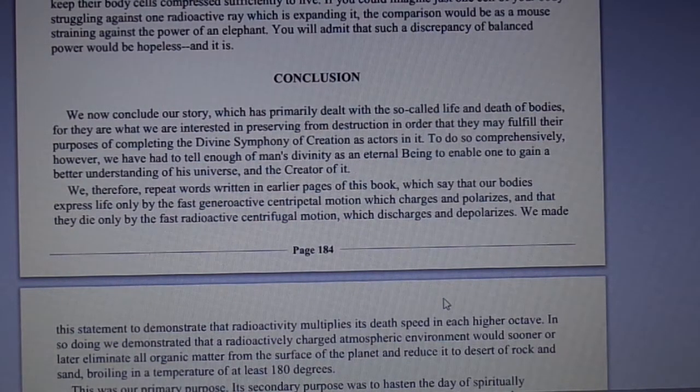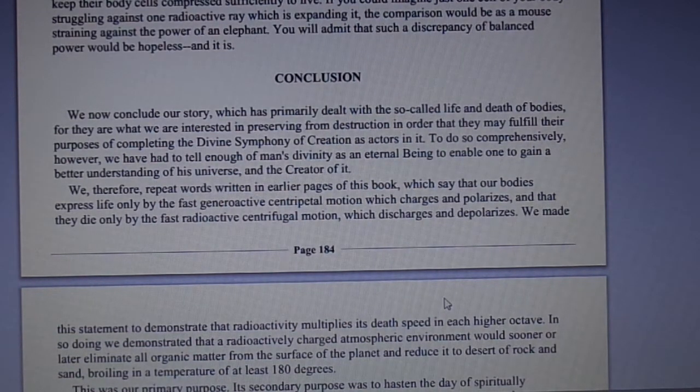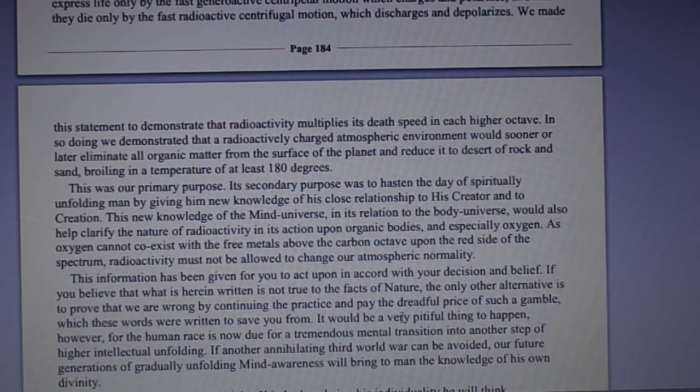We therefore repeat words written in earlier pages of this book, which say that our bodies express life only to the fast, general active, centrifugal motion which charges and polarizes, and that they die only by the fast, radioactive, centrifugal motion which discharges and depolarizes. We made this statement to demonstrate that radioactivity multiplies its death speed in each higher octave. In so doing, we demonstrated that a radioactively charged atmospheric environment would sooner or later eliminate all organic matter from the surface of the planet and reduce it to a desert of rock and sand, boiling in a temperature of at least 180 degrees.